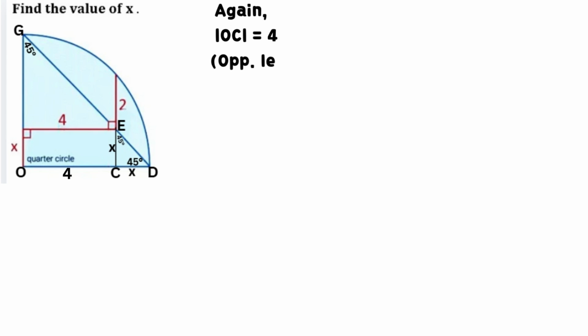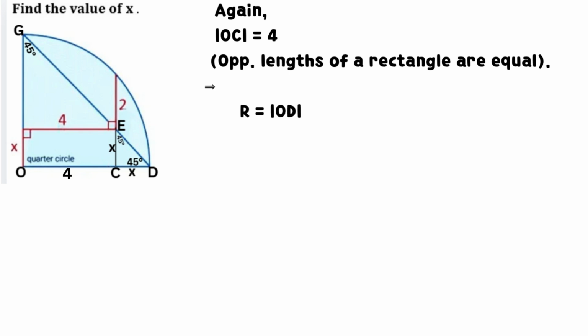Again, length OC equals 4. It is because opposite lengths of a rectangle are equal. It signifies that R equals length OD, which equals the sum of 4 and x.